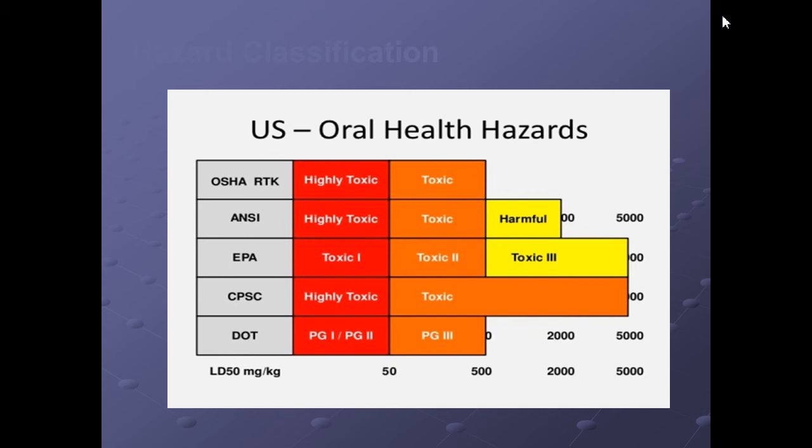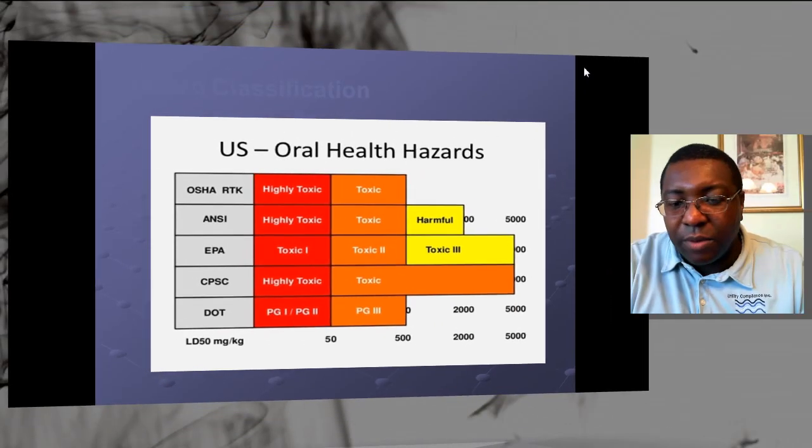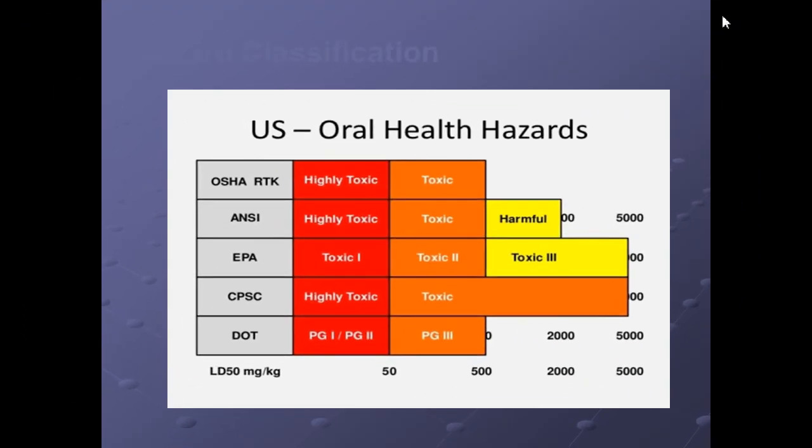And then from 500 to 2,000, there's another scale for the ANSI all the way down to DOT. And then from 500 to 5,000, there's the EPA and the Consumer Product Safety. They're on the same scale as the EPA, where they go up to 5,000 milligrams. So on OSHA's right to know, that's pretty much what we're looking for.